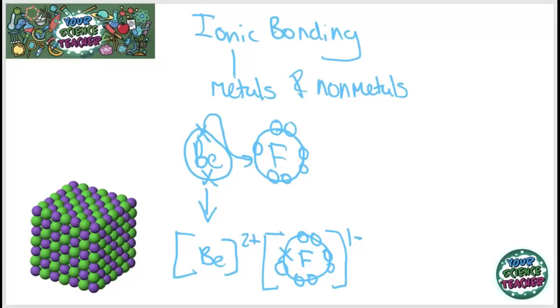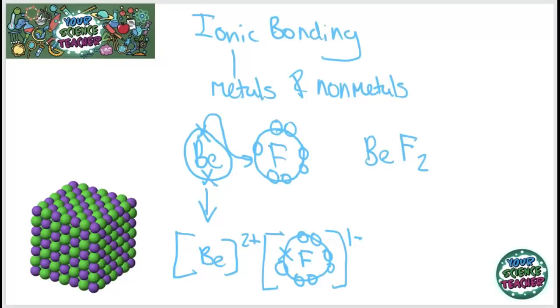Now, because beryllium has lost 2 electrons, there needs to be 2 fluorine atoms for every 1 beryllium atom. So that means I end up with a molecular formula for this ionic compound of beryllium fluoride, so it would be BeF2, just to show that there's 2 fluorines for every 1 beryllium.